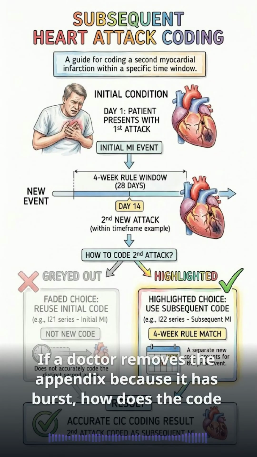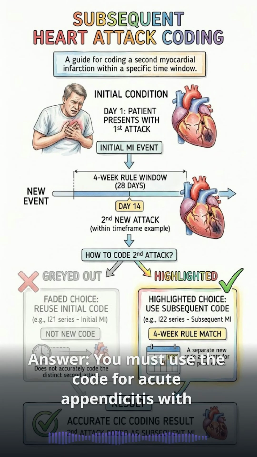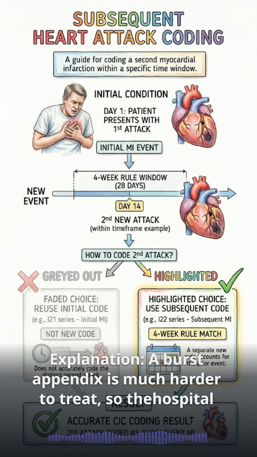64. If a doctor removes the appendix because it has burst, how does the code change? You must use the code for acute appendicitis with generalized peritonitis, because it has burst open. A burst appendix is much harder to treat, so the hospital needs more money for care.